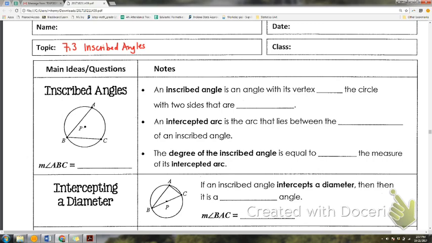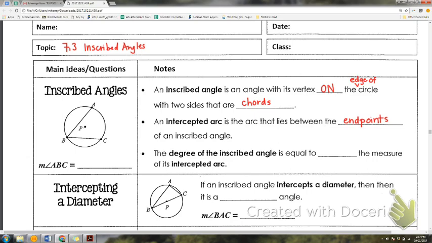So an inscribed angle is an angle with a vertex that's on the edge of the circle. Sometimes it says on the circle, but sometimes it's helpful to write on the edge of the circle. And the two sides of the angle are chords. Remember, a chord is a line segment with endpoints that are on the circle. An intercepted arc is the arc that lies between the endpoints of the inscribed angle.